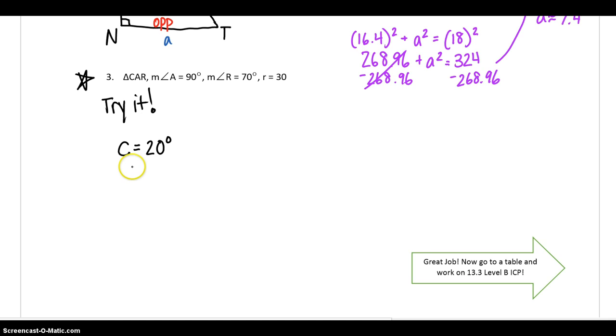Let's see, what else do we need? Side C is going to equal 10.9. And then what else? Side A is going to be 30.9. Alright, so try it on your own. See if you can get these answers. If you're not getting them, ask your teacher.